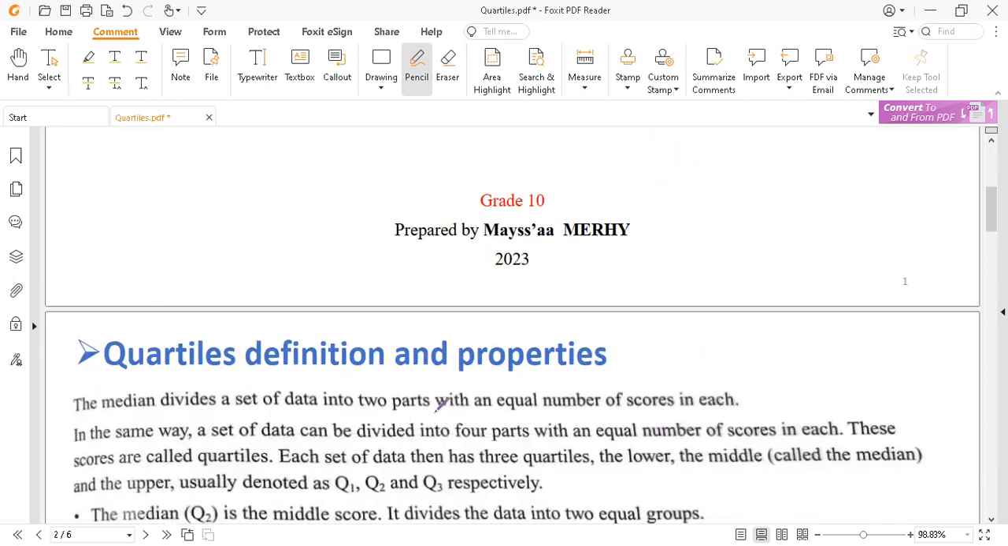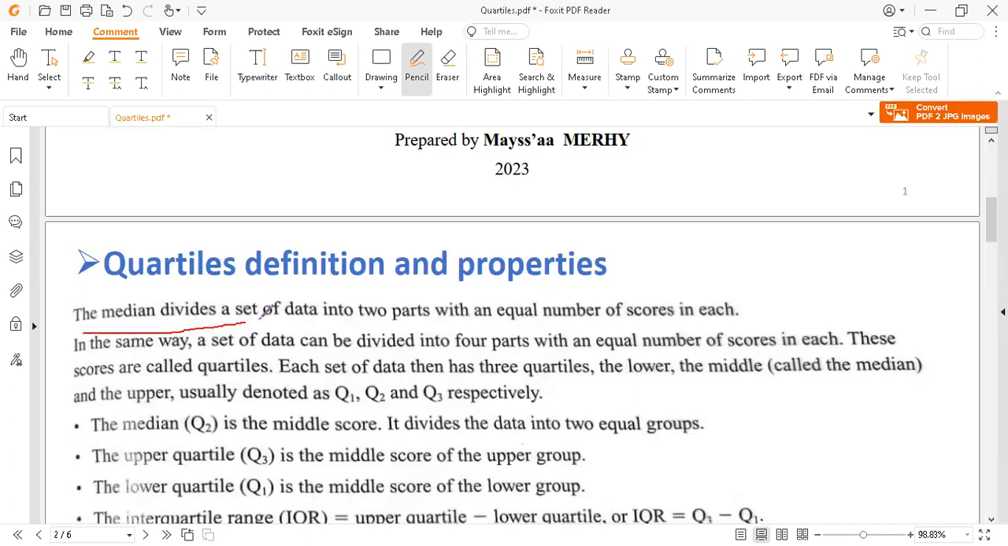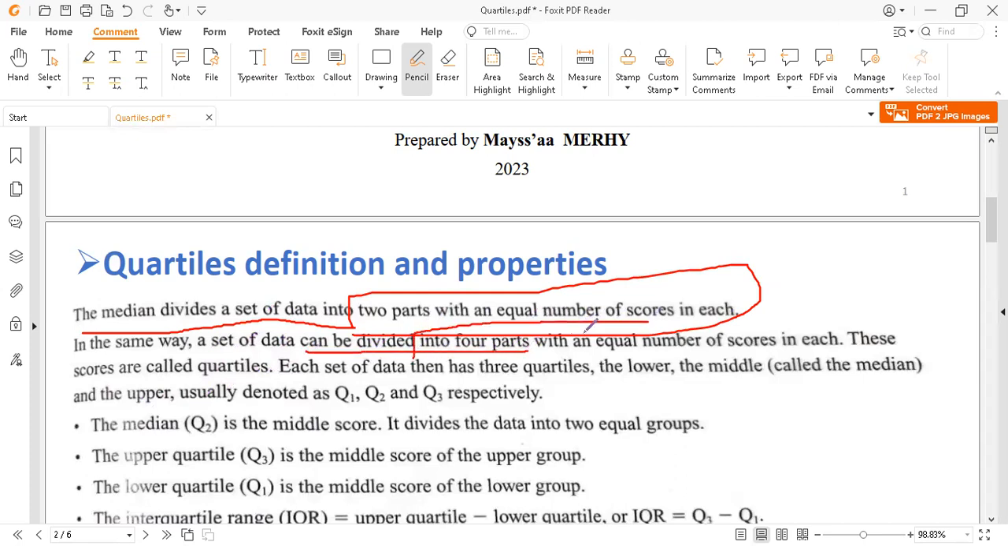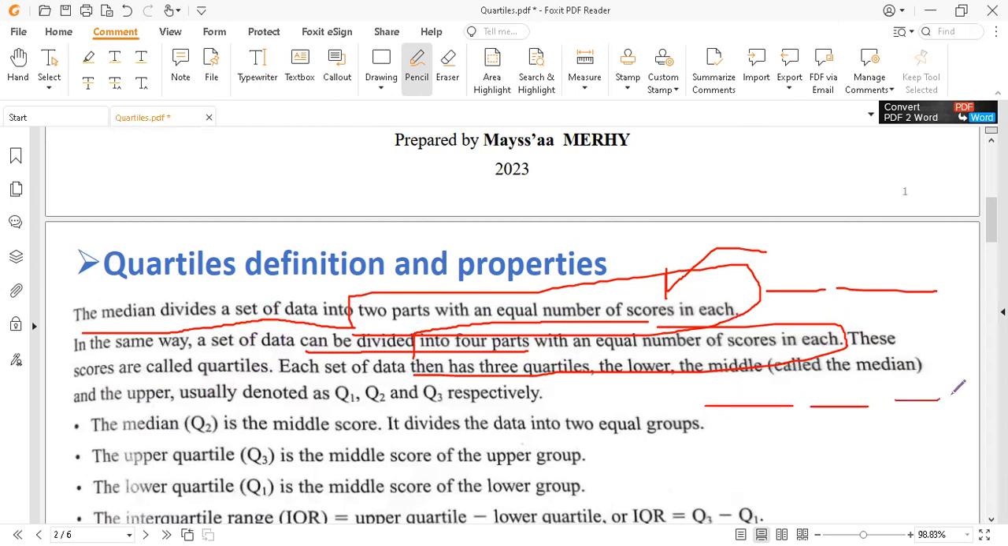We should know that we have a median. The median divides a set into two parts with an equal number of scores in each. Quartiles divide our set into 4 parts with an equal number of scores. So we need one median to obtain 2 parts, 2 numbers to obtain 3 parts, and to obtain 4 equal parts, we need 3 numbers. These 3 numbers are the quartiles. We have 3 quartiles.